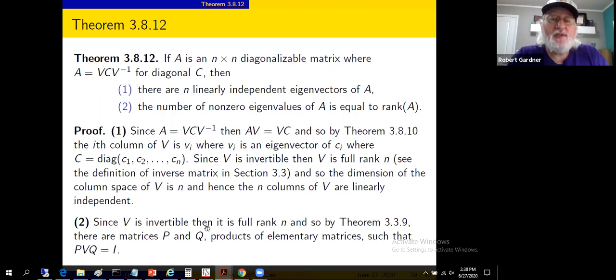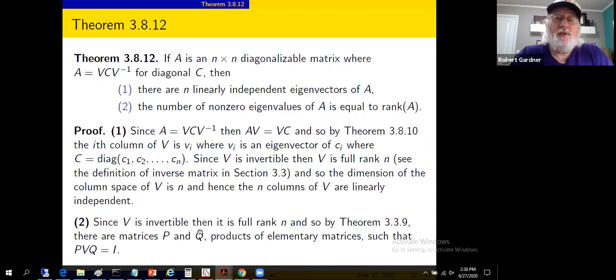So we're assuming V is invertible. We're, in this case, assuming diagonalizable. So we're not assuming initially that V contains eigenvectors and C contains eigenvalues. We can easily draw that conclusion like we did in part 1, but the setup is A equals V C V inverse, where C is diagonalizable.